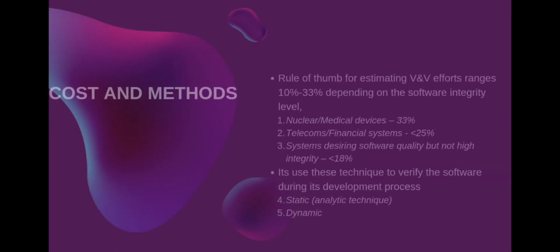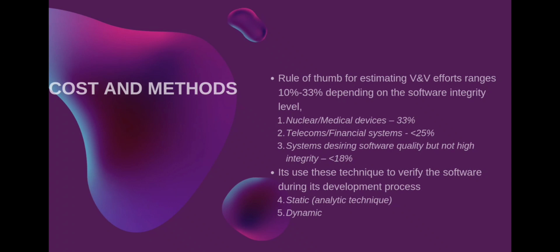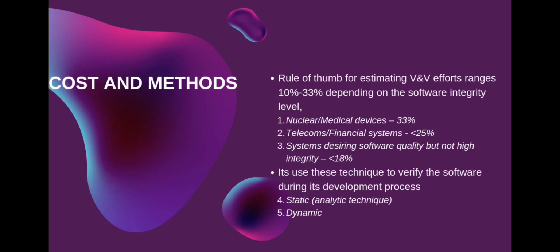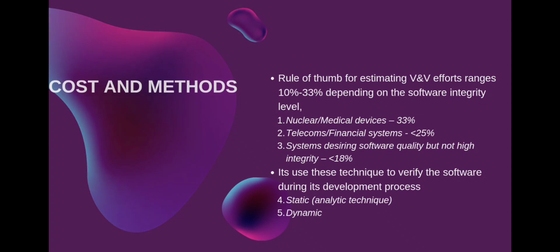Okay, for cost and methods, the rule of thumb for estimating verification and validation effort ranges from 10% to 33%, depending on the software integrity level. For nuclear or medical devices, it is a steady 33%. For telecoms or financial systems, it is less than 25%. For systems desiring software quality but not high integrity, it is less than 18%.